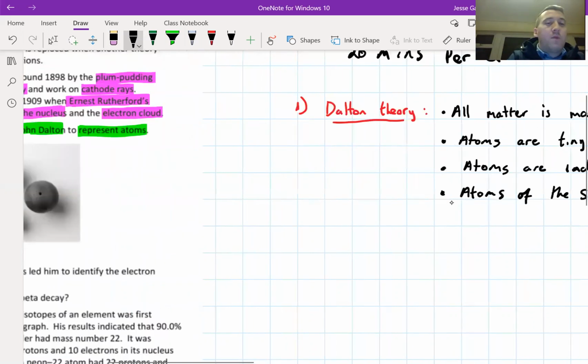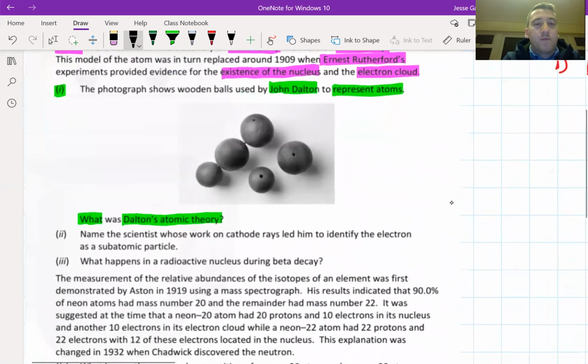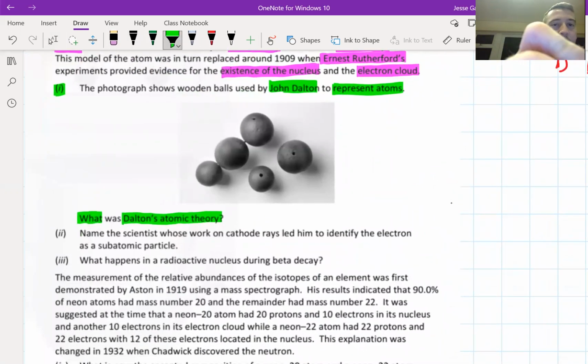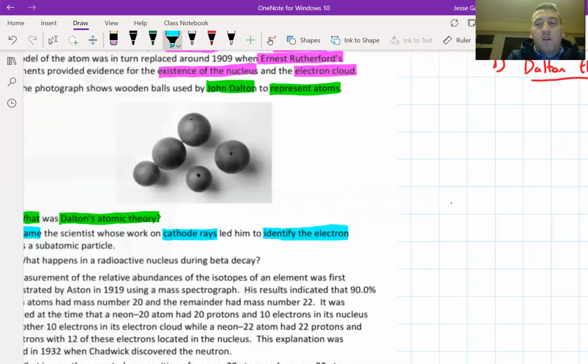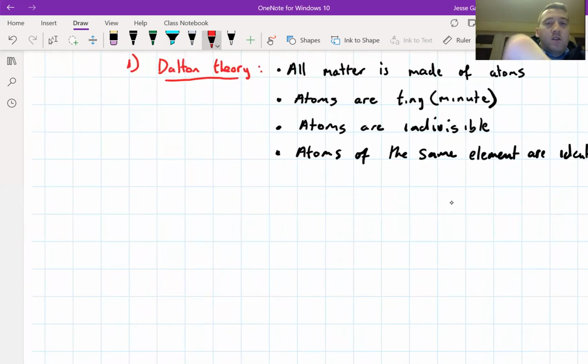All right, let's go back to the question and see what part 2 was. Okay, part 2. So here you see, I'm going to use a different highlighter to keep it separate. Part 2 says name. So it's asking us to name. So all we're going to need to write here is a name. Name the scientist whose work on cathode rays, that's important, led him to, what did he do? Identify the electron. Okay, so that's the question. Part 2, name, and it's identified the electron. That's what we're looking for, the guy who identified the electron.